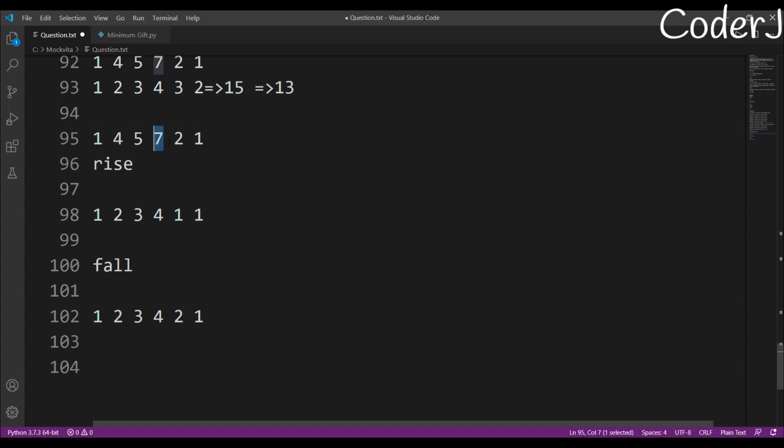So I compare the value of 7 to 2. Is 7 greater than 2? Yes, it is. Then I'll check another condition: does the number of gifts that 7 holds is it smaller than the number of gifts that the person who has rank 2 holds? No, it's not. He already holds more gifts. He already has 4 gifts, and this guy already has 2 gifts, so we don't need to do anything. Then you just need to go backward again.